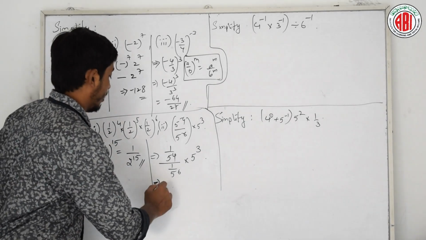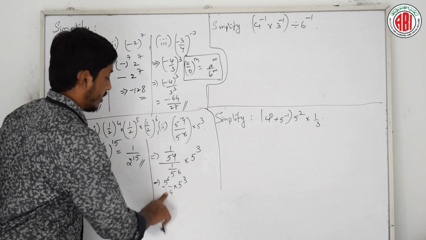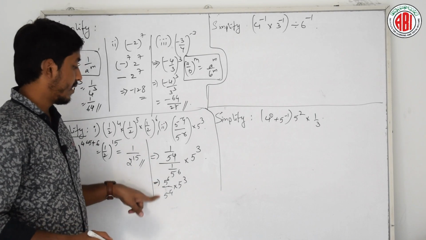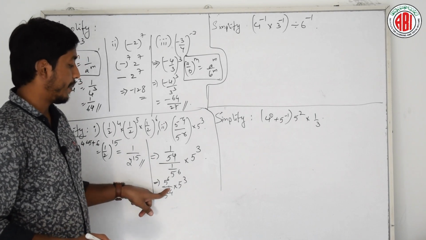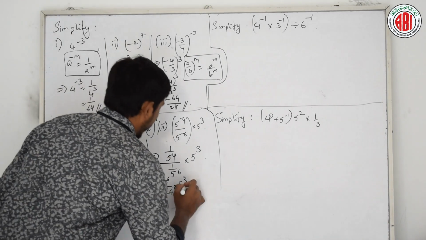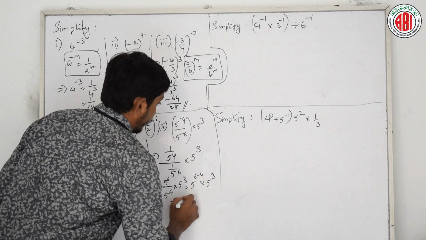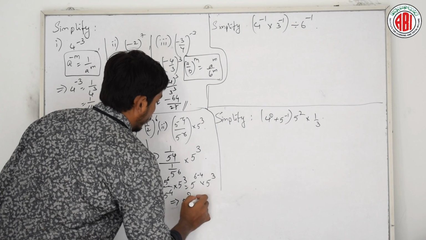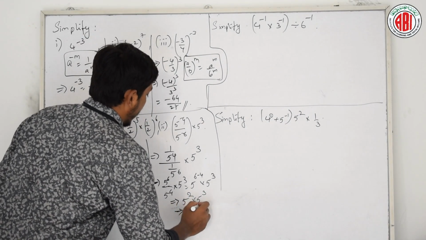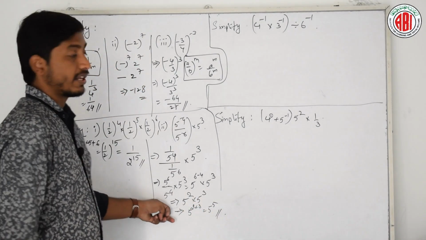That will be 5 power 6 divided by 5 power 4 into 5 cube. Is it okay? Now tell me, this is in the form of a power m by a power n. What is the formula of that? That is a power m minus n, into 5 cube. What is 6 minus 4? 2, so 5 power 2 into 5 cube. Here bases are equal, powers can be added, that is 5 power 5. Is it clear? Is it not easy to solve?